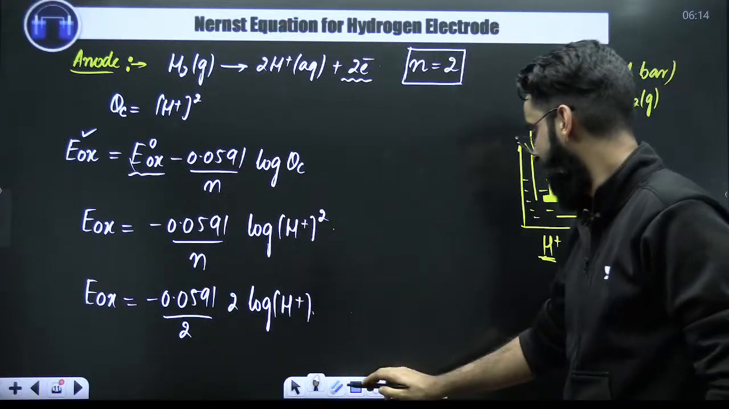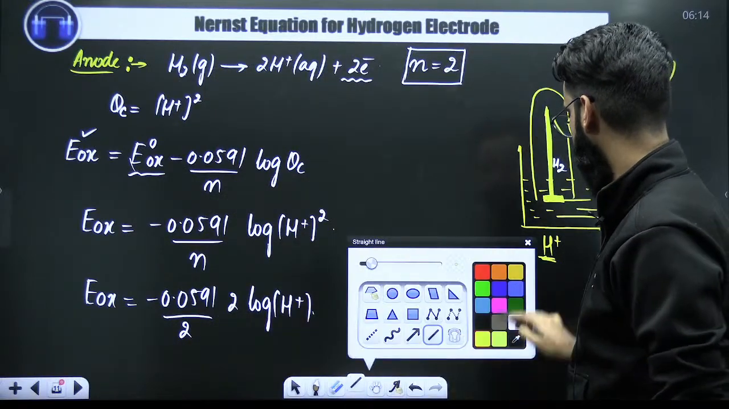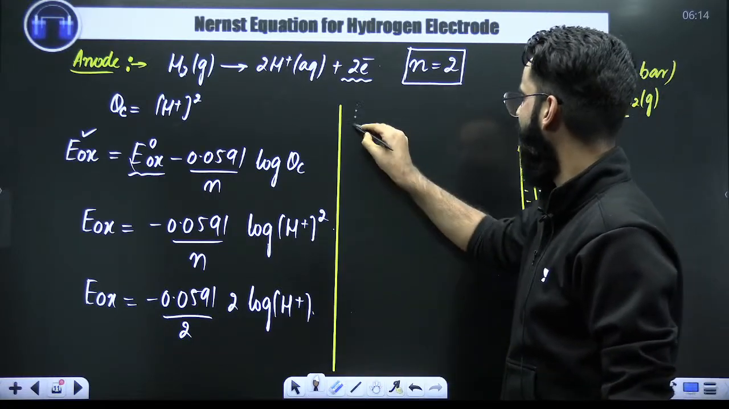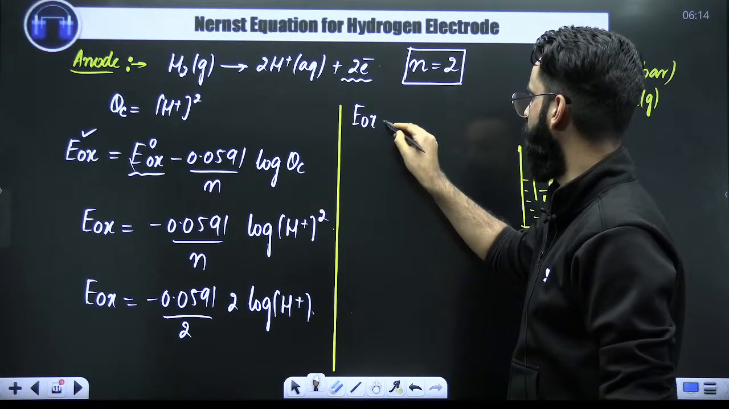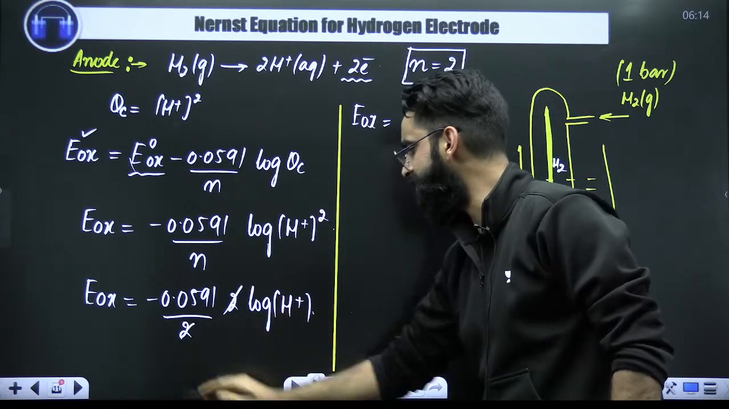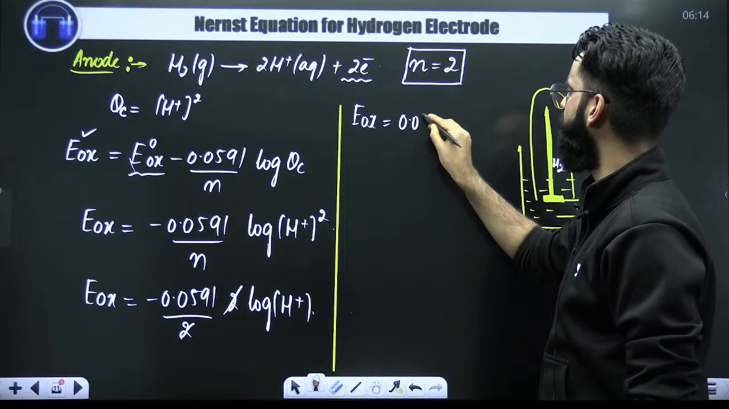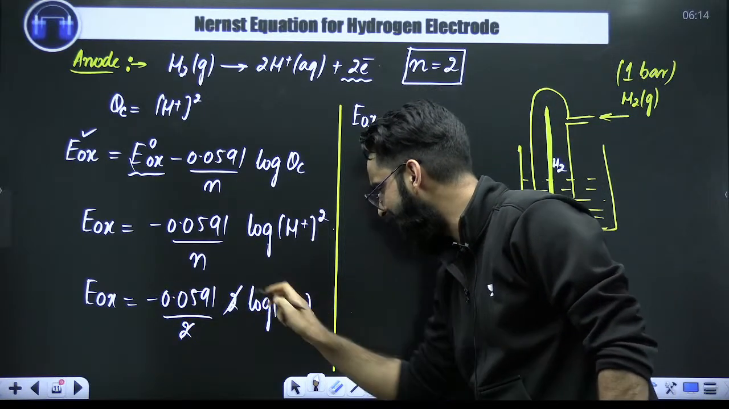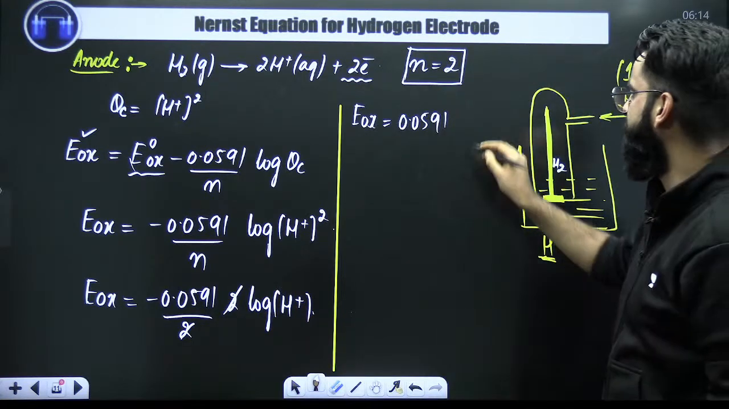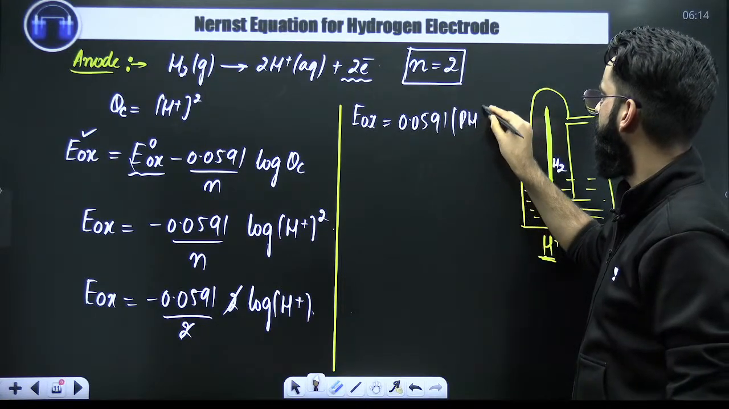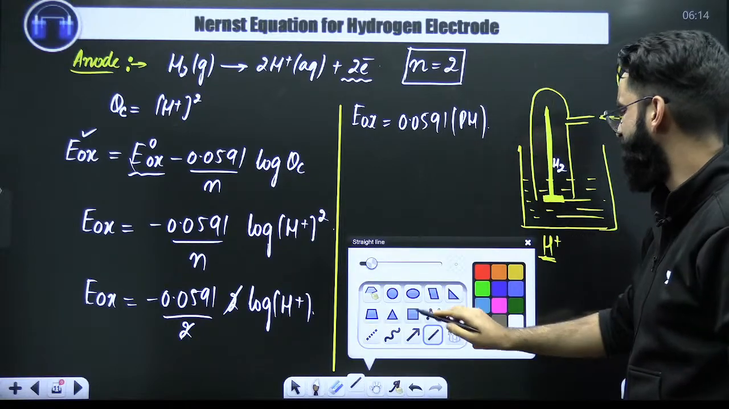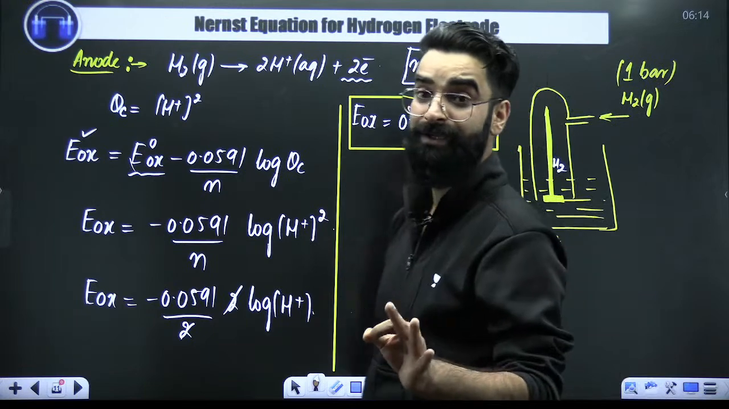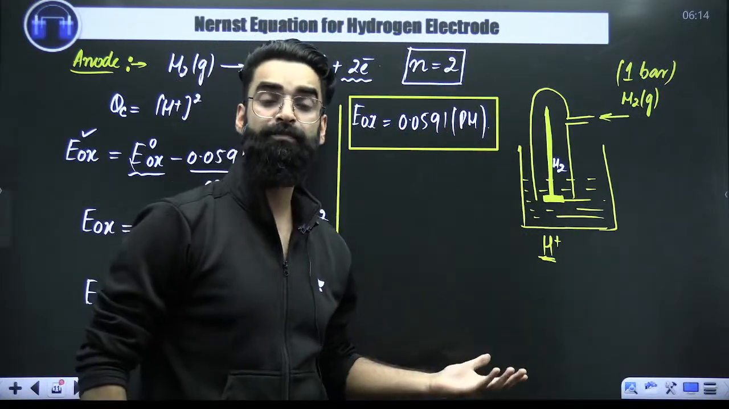Now after this, what am I going to do? Try to understand. I'll write EOX is equal to, this 2 and 2 get cancelled out. I'll just write 0.0591, and this minus I'll take inside. So it's minus log of H positive, which you call pH.